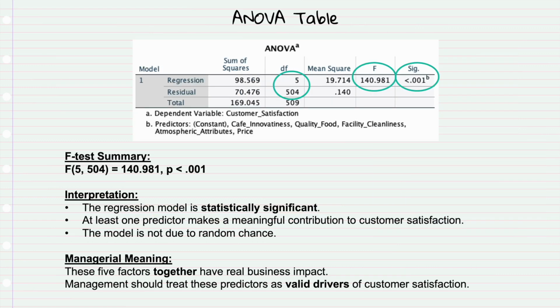Next is the ANOVA table. We see F(5, 504) equals 140.981 with p less than 0.001. This tells us the overall model is significant. In layman's terms, the 5 predictors work together in a meaningful way. The model is not random.